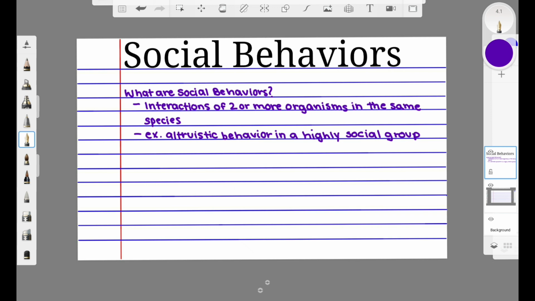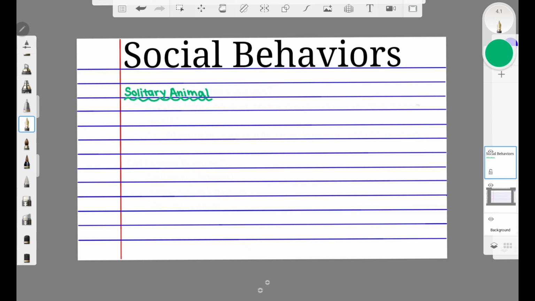And today we're going to be going over more about the different groups. One would be social group, one would be non-social group, and the third will be solitary animal. So those are the three different groups that we're going to be going over, and we're going to be going over their definitions and also the advantages and disadvantages of all three different types. So let's start with the solitary animal.